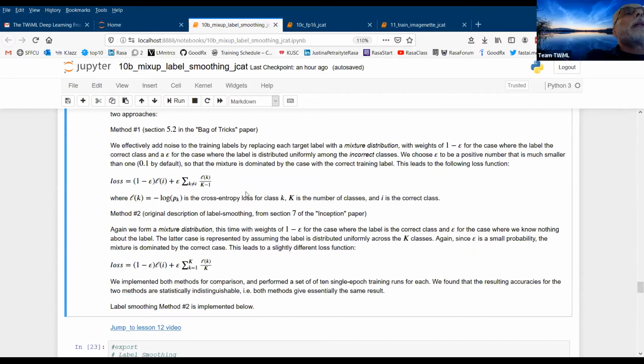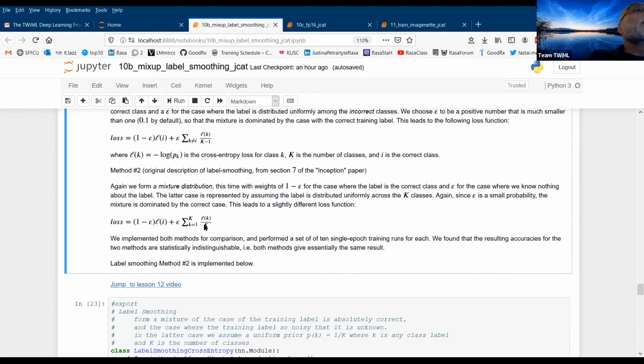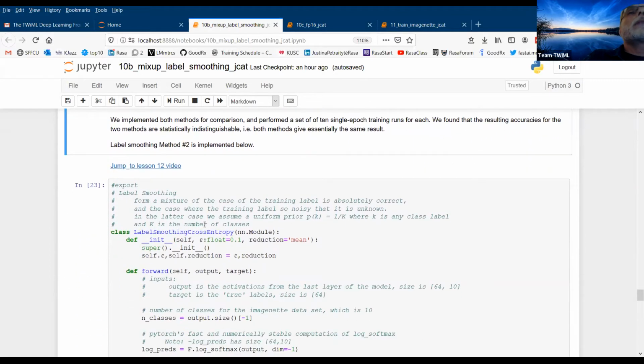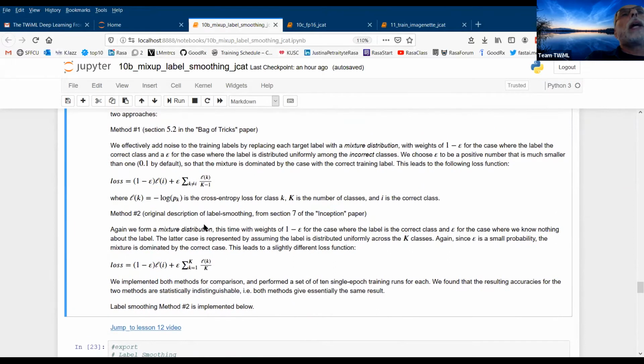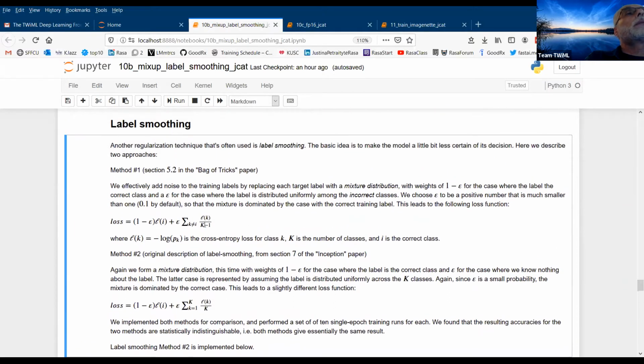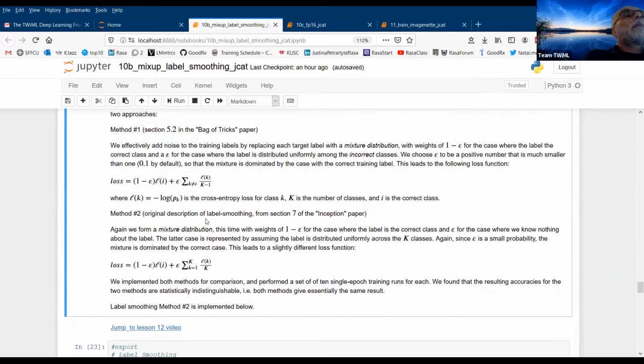Yeah, it definitely makes the model less confident in its predictions because it doesn't always let the model predict the correct class. It forces the model to sometimes predict the incorrect class with a small probability. So yeah, that's how it makes the model less confident in its prediction. I think that's what that does.